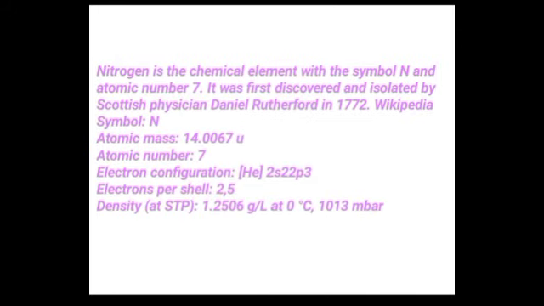Nitrogen is the chemical element with the symbol N and atomic number 7. It was first discovered and isolated by Scottish physician Daniel Rutherford in 1772. The symbol of nitrogen is N. Atomic mass 14.0067 u. Atomic number is 7.